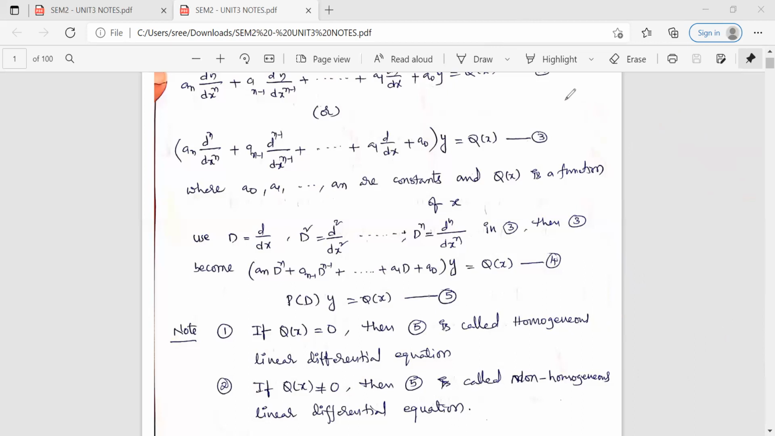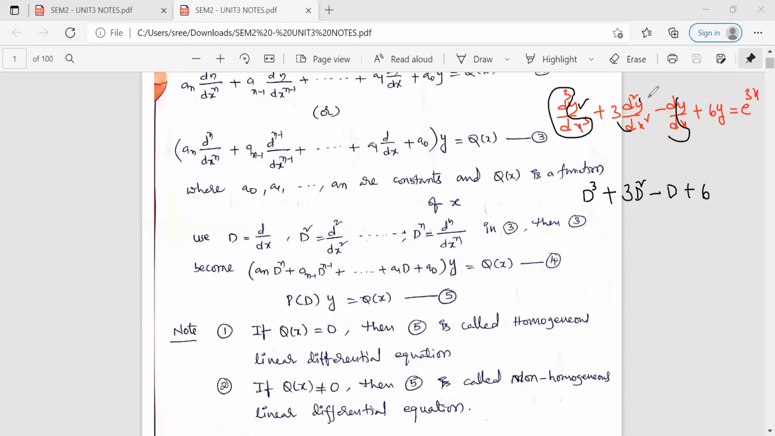Suppose our given equation is d cube y by dx cube plus 3 d square y by dx square minus dy by dx plus 6y equals e power 3x. First we substitute capital D in place of d by dx. Here we have D cube, plus 3 D square, minus D, plus 6. In each term y is the common term, so I write y outside, equals e power 3x. This is the given equation.